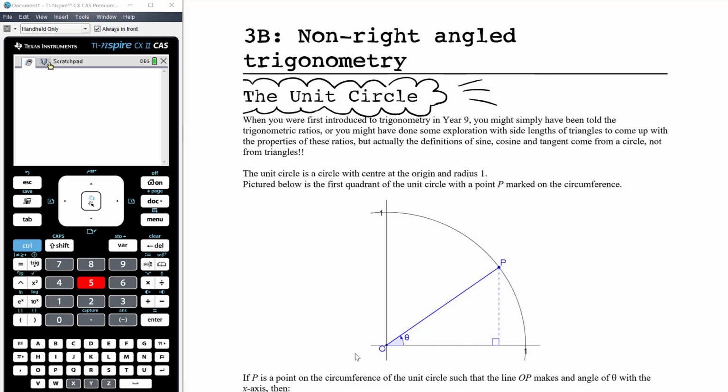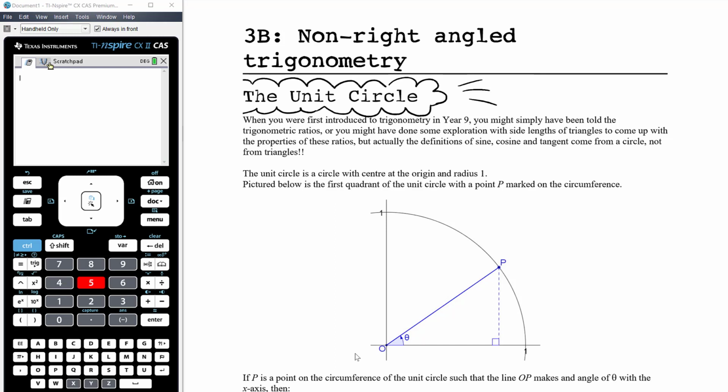But actually, we need to really take a big step back to come back to the actual definitions of what sine and cosine are and where they come from. And we're going to actually do that today. We're going to skip tan for today because it's a bit different and a bit more complicated. We'll leave tan until next year. And you'll look at trigonometry a lot more from this perspective through years 11 and 12.